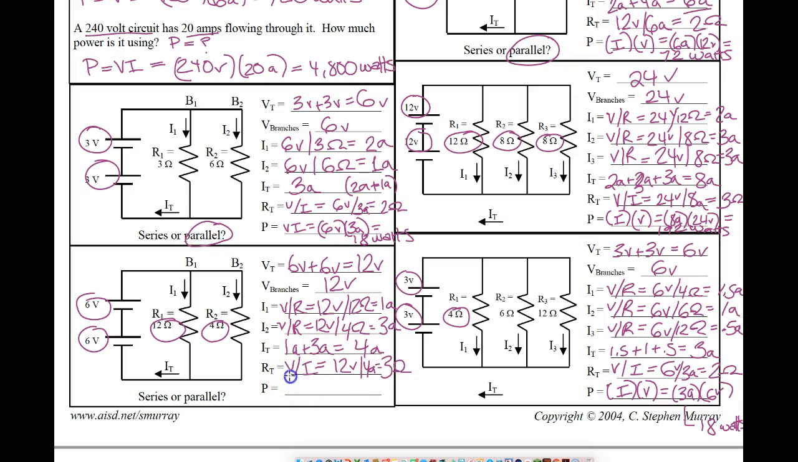Power, finally, lastly, is current times voltage. So we have 4 amps times 12 equals 48 watts.